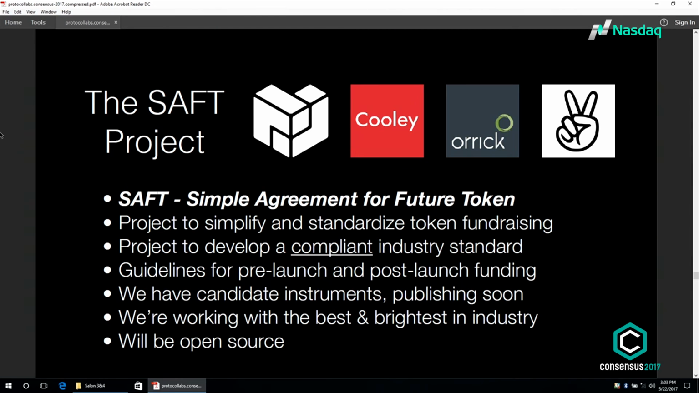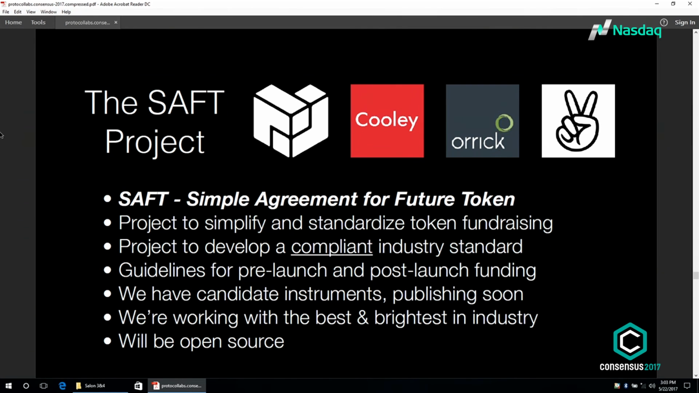And this will be open source, and it can be improved, and anybody can use it for anything, and so on. Also, credit goes to Polychain and another group, I think Colony, who also had the same idea of taking the SAFE and adapting it. So this was an idea that was in the room.